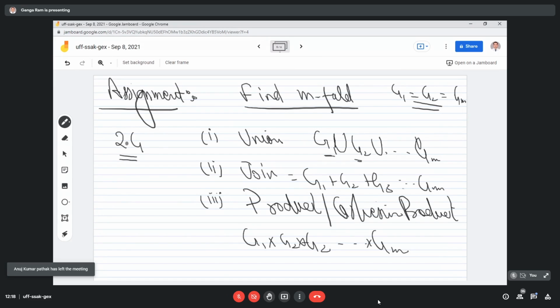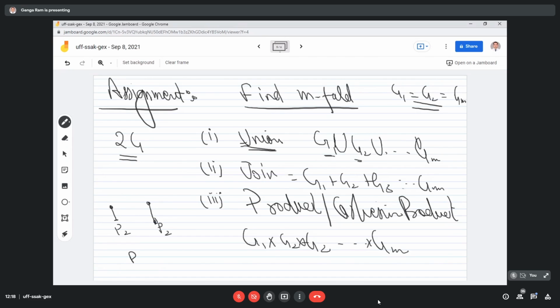I think there will be a problem here. Union means it will be again G itself. The union of all will be only this one. For example, suppose I take this graph. This is P2 graph. Okay, and what is the union of this one? P1 again. This is P2.